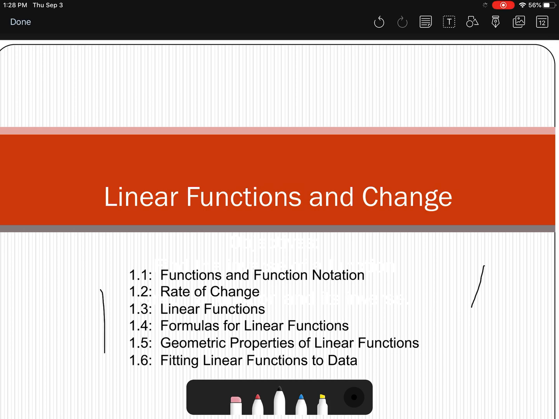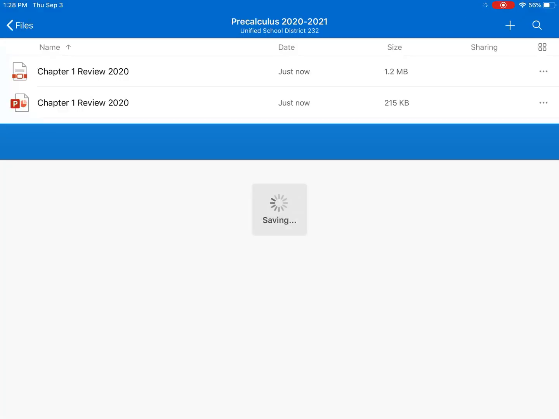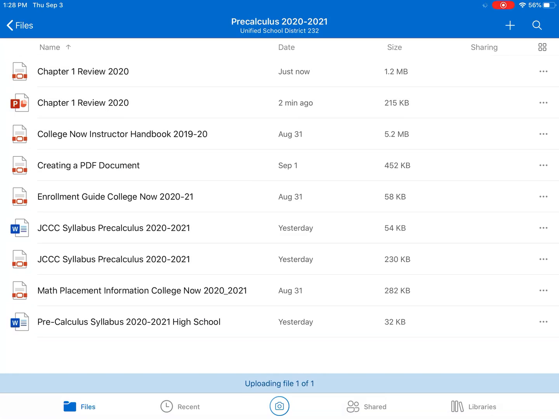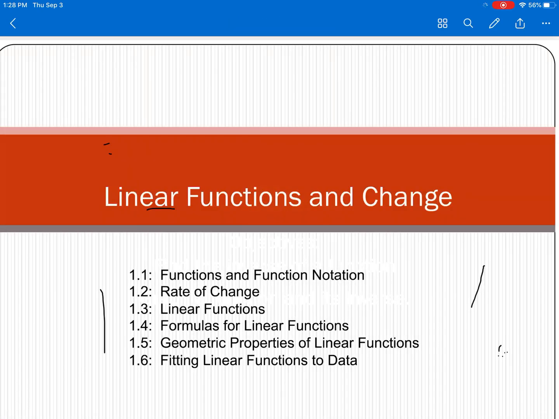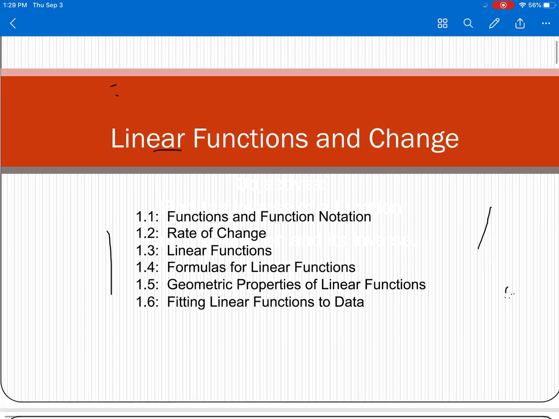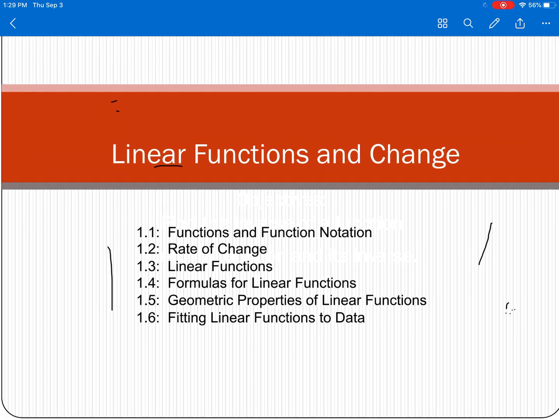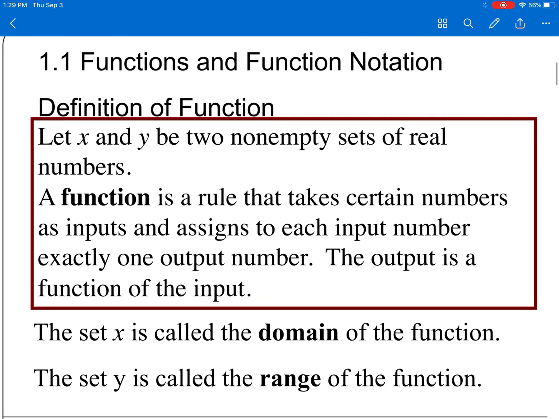All right, this is just a quick PowerPoint review over our Chapter 1 review. It's on linear functions and rate of change. And hopefully this has all been ingrained to you in Integrated 1. I know that was quite a while ago.